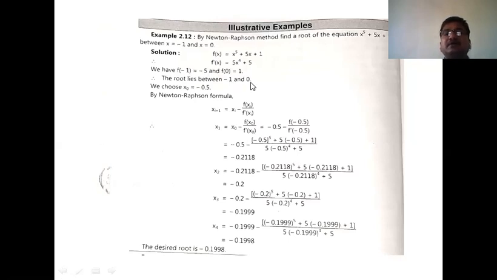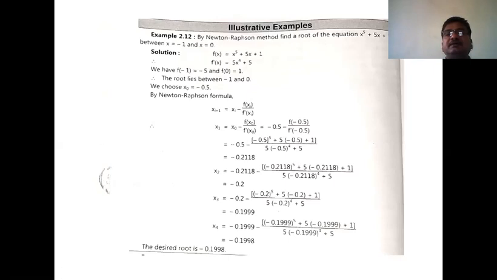This is the location of roots theorem. By using the location of roots theorem: if the value of f(x) at -1 is negative and at 0 the value is positive, therefore the root lies between -1 and 0. Then take any number between -1 and 0 as an initial approximation, that is x0. So what is your choice of x0?